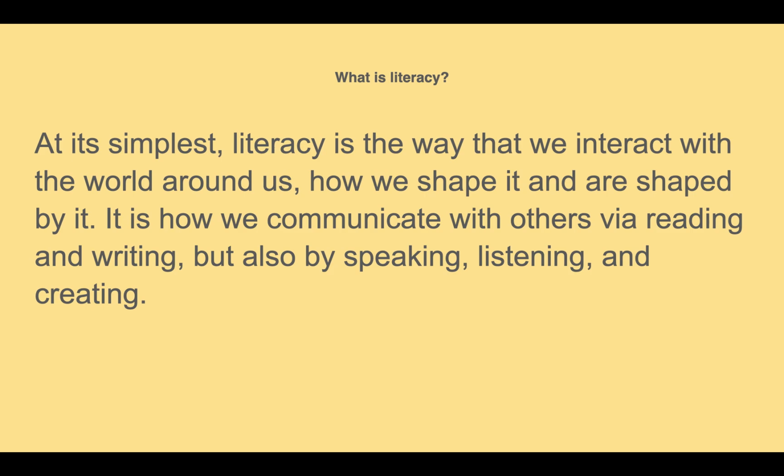The National Council of Teachers of English says literacy is the ability to read, write, speak, and listen in a way that lets us communicate effectively and make sense of the world. At its simplest, literacy is the way we interact with the world around us. It's how we communicate with others via reading and writing, but also speaking, listening, and creating.